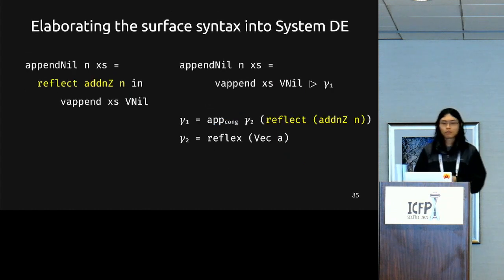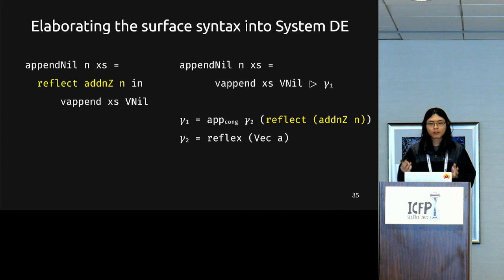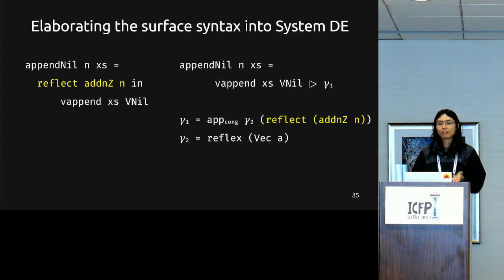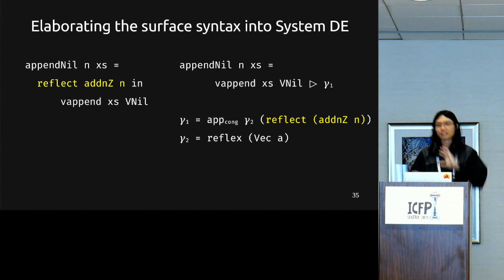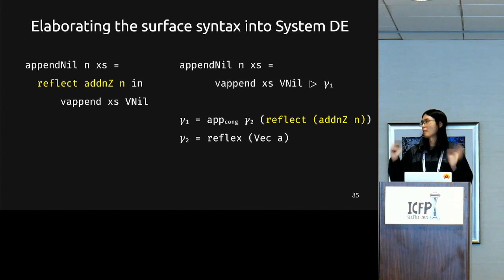As the final example, we see how append nil gets elaborated into system DE. The most important part about this elaboration process is that the reflected at NZ of M proof now appears inside the coercion object, gamma 1, which is used to cast via append excess nil to the right type, from vector of size n plus c to a vector of size n. However, because of the simulation lemma we have seen earlier, the coercion object can be completely erased, which is why earlier I said reflect in the surface syntax, even though it looks pretty much like a case analysis, is really more like a type annotation, because we never actually have to evaluate the proof object when we are running our program.